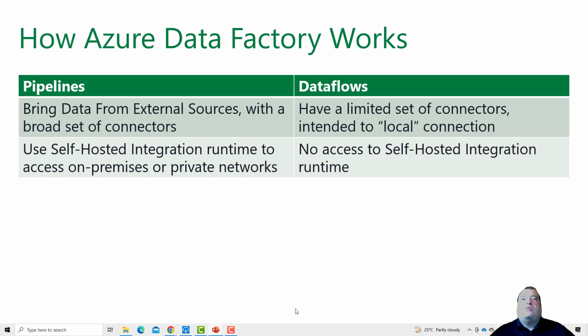You want to access the data from AWS, but you don't want the connection to cross the public internet or to not be very safe. So you can install on the private network a self-hosted integration runtime. Pipelines can use the self-hosted integration runtime to get data from external sources. Data flows can't use the self-hosted integration runtime. They just can't use it.